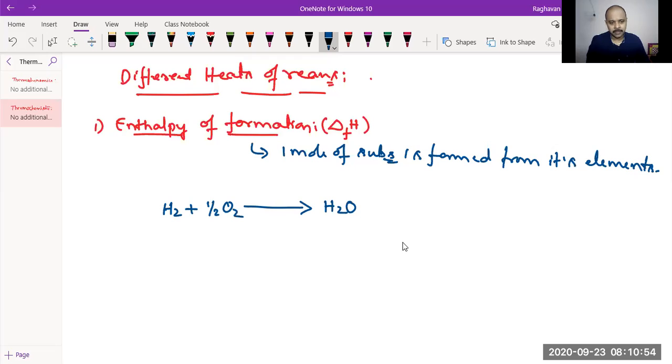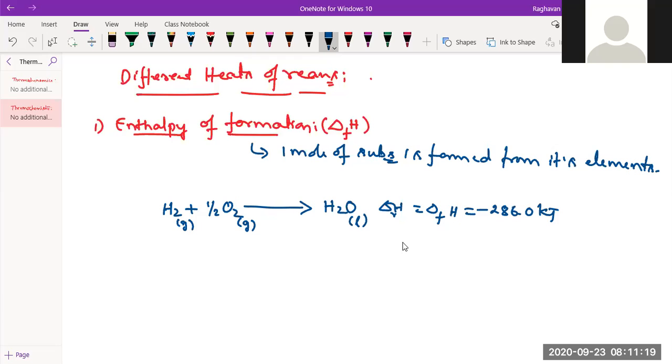Okay, let's write physical states, since we have to write a thermochemical equation. This is liquid. And whatever the enthalpy change is there, that is generally called enthalpy of reaction. Since this reaction satisfies the condition of the definition of enthalpy of formation, this enthalpy of reaction is nothing but the enthalpy of formation, and it is equal to minus 286.